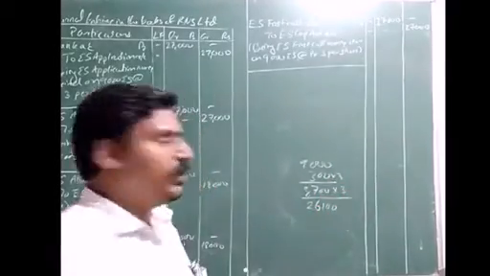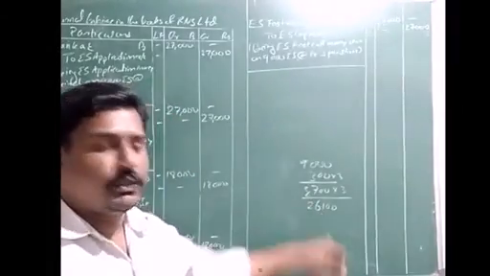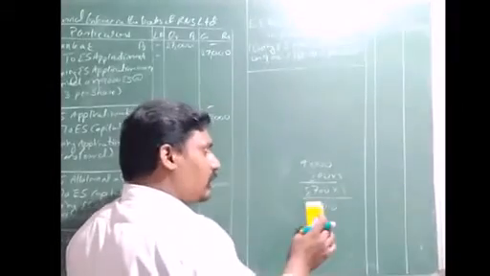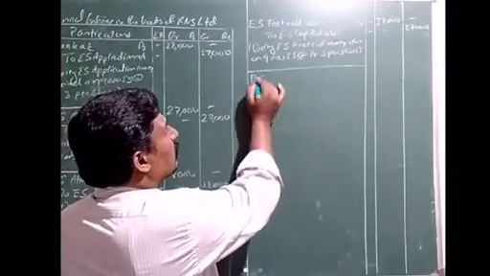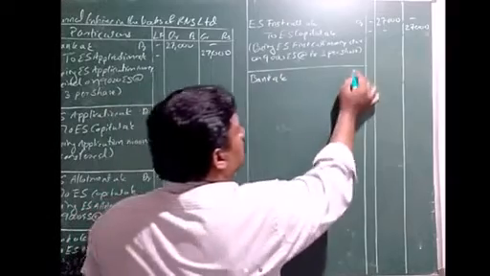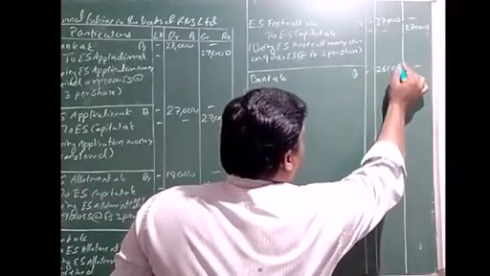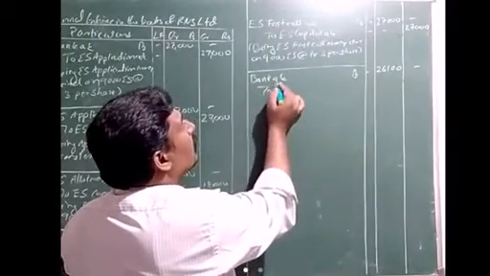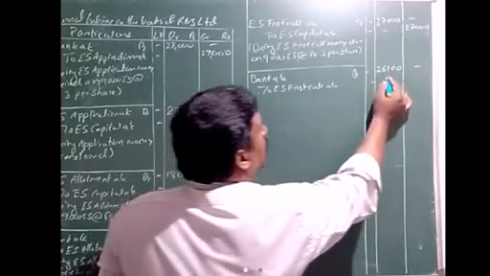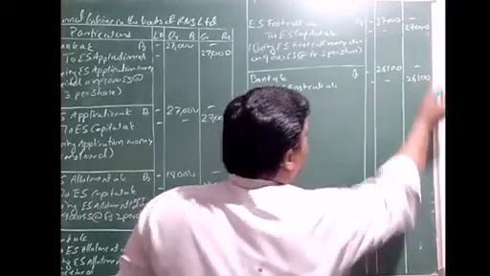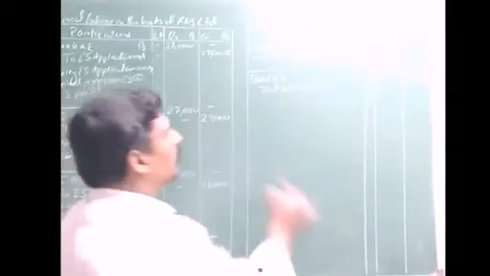So out of 27,000, 300 shares into 3 rupees, so 900 rupees we have not collected. So 27,000 minus 900, sorry, only 26,100 we have collected from the public. So to show that, bank account debit 26,100, to equity share first call account credit 26,100.